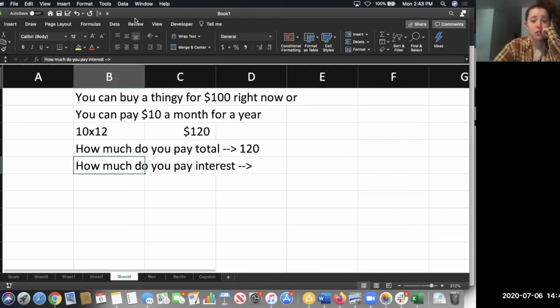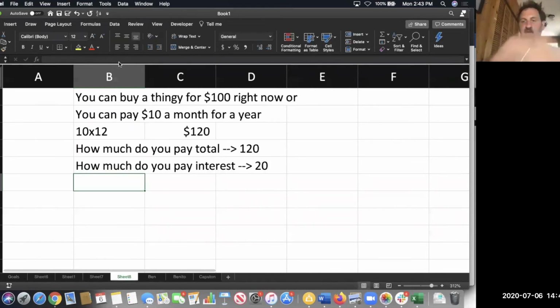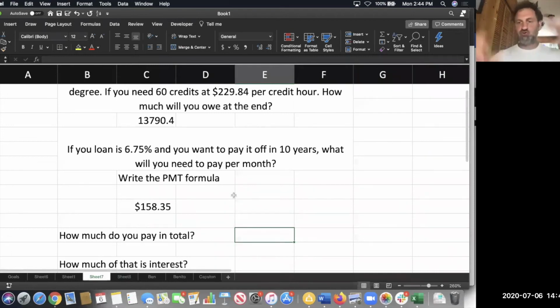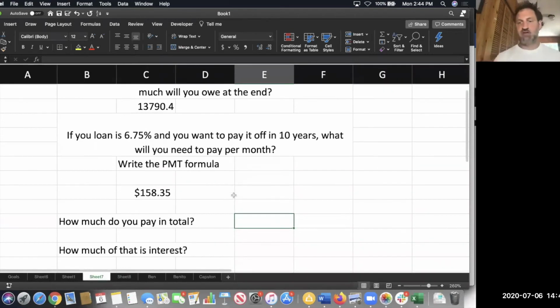$20. Right, because you could have bought it for 100, right? But you chose to go the payment route, and therefore you paid extra. The extra is the interest, right? So that's like a similar example with nice round numbers. So what makes this problem hard is you got to sort through all of the significance of all of these numbers, and they're not all nice round numbers.